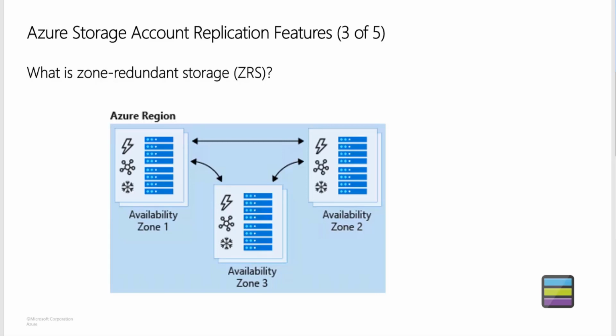However, ZRS might not protect you from a regional outage. So this is one region, and your replicas are stored in different availability zones. What if the entire region goes down? If there is a region failure, that means all of your AZs are affected.